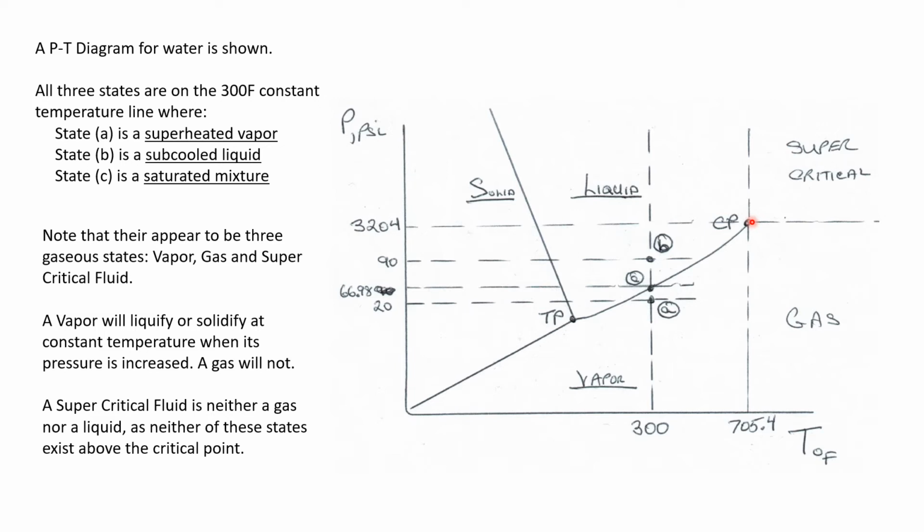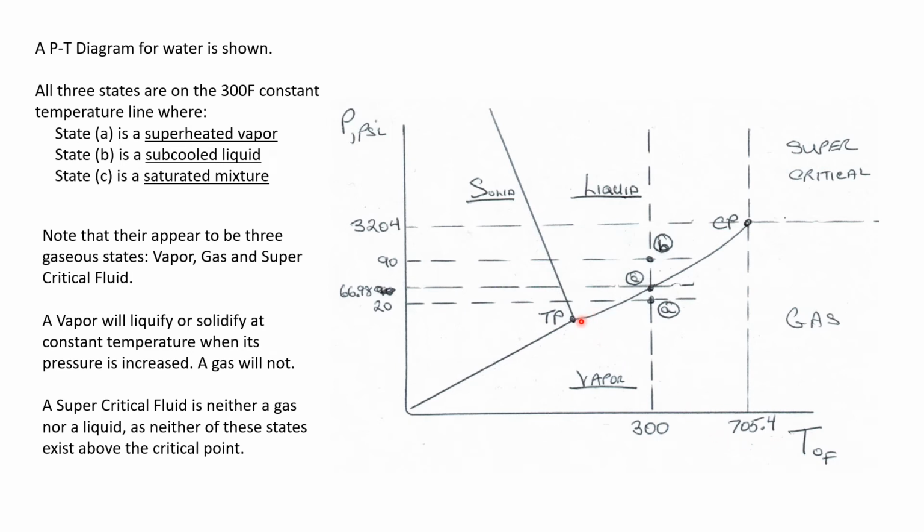All right. So as a reference, let's note that the critical point temperature is 705.4 degrees Fahrenheit, and the critical point pressure is 3204 psi. Now our states A, B, and C lie at 20, 66.98, and 90 psi, which is below 3204. All of these states, A, B, and C, lie at 300 degrees Fahrenheit, which is a vertical line. And this 300 is less than 705.